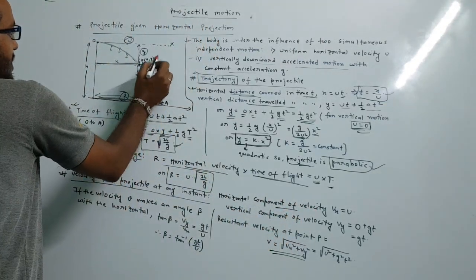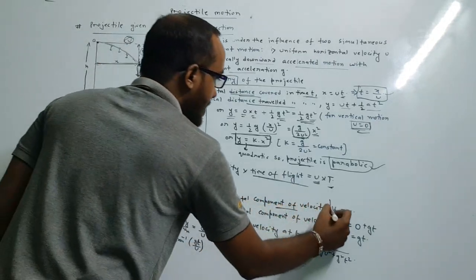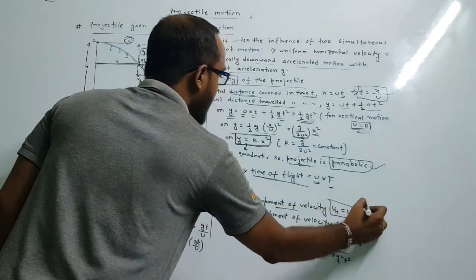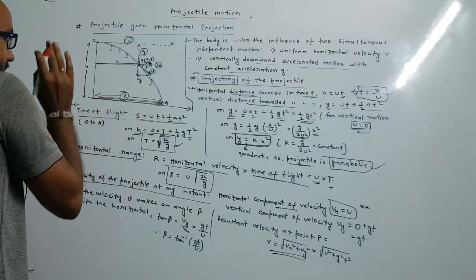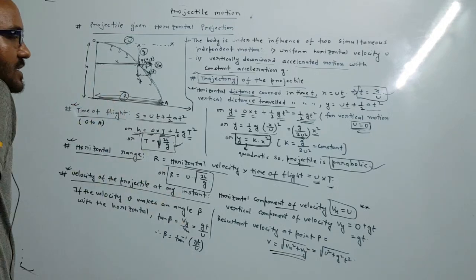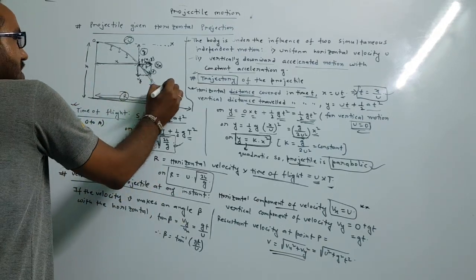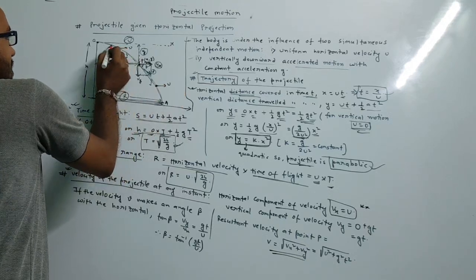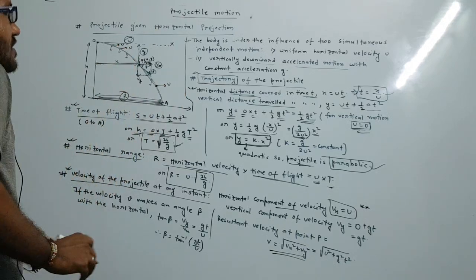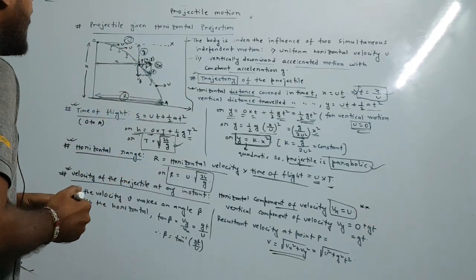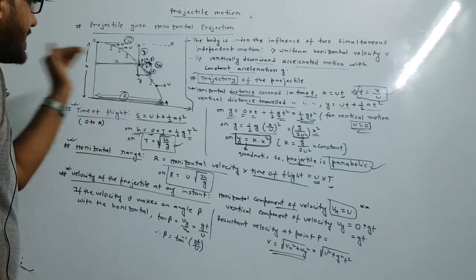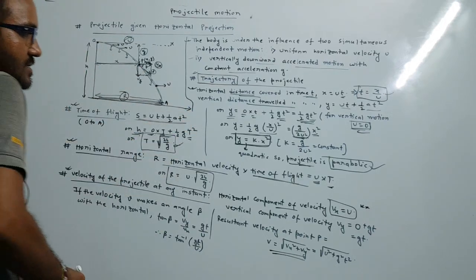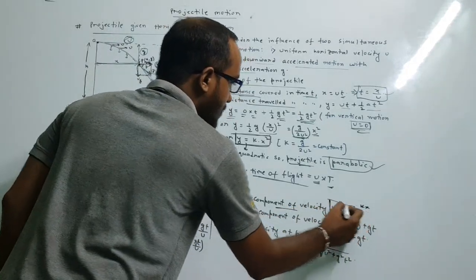Now what is the horizontal component vx? Always remember this point, it is extremely important. In any point, horizontal velocity never changes. I am repeating it because it is a very important point for solving problems. In any point horizontal velocity never changes. So vx would be u.